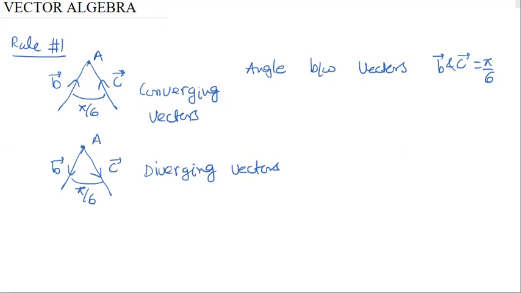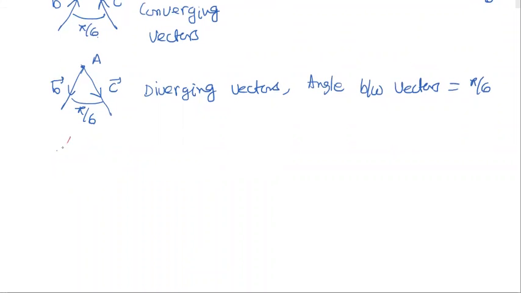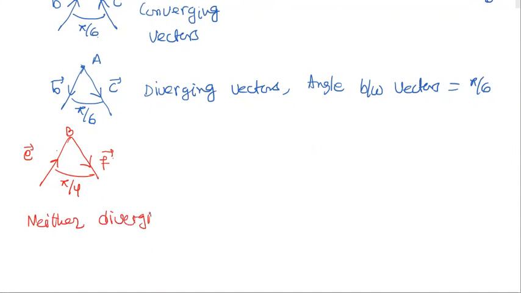Now the angle between the vectors is again pi by 6. But if we consider the third case, in which one vector is like this, and one vector is like this, the vector E and this is F, meeting at some point B. If this angle is pi by 4, suppose, will it again be the angle between the vectors? This case is neither diverging nor converging.